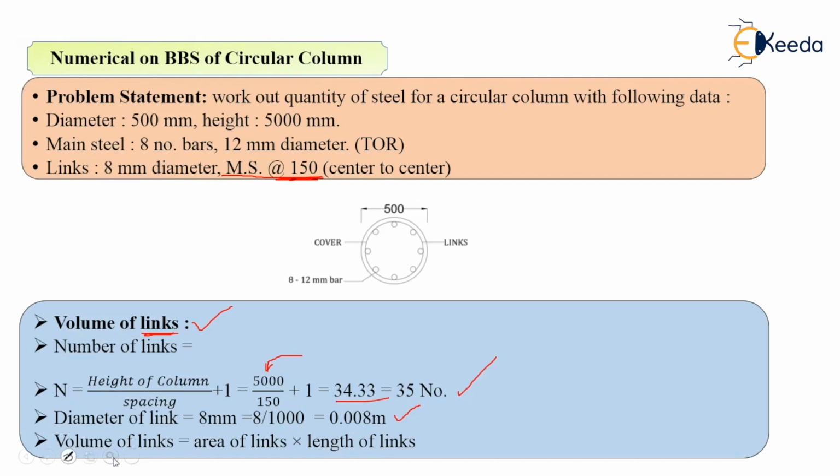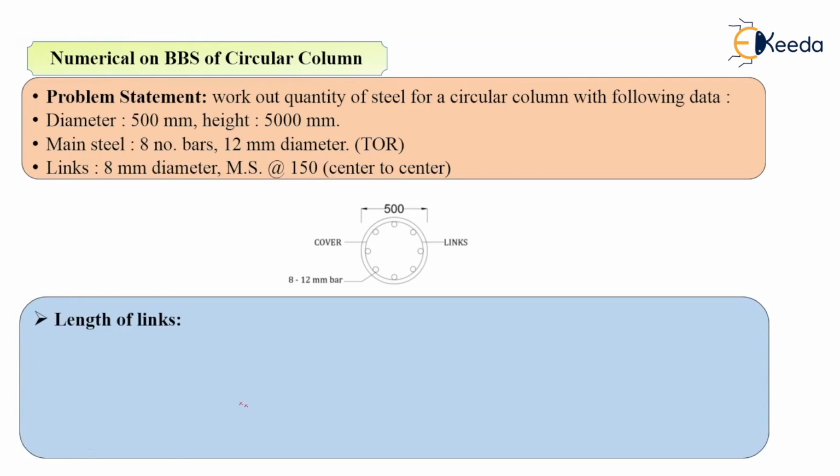Now the last part. Similarly, the way you calculated the weight of bar or volume of bar of main steel, similarly you can calculate also for this. Volume of links will be area of links into length of links, but we don't know the length of links. So first I will calculate the length of links. For that, I will first calculate the diameter of link.